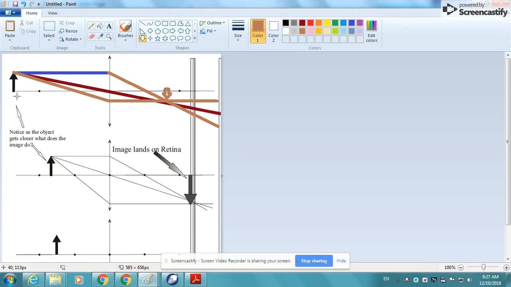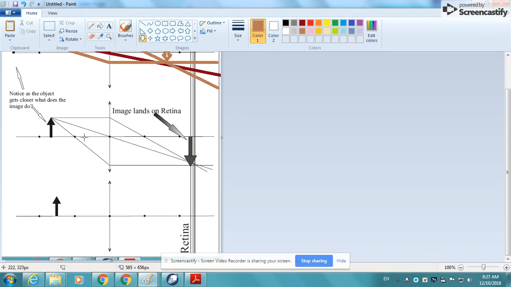So we have a smaller inverted image, right? But it's no longer on the retina. It's landed in front of it. The light was bending too fast, so the image formed here, and by the time the light reaches the retina, it's spreading out. So the rays came together too quickly to focus.